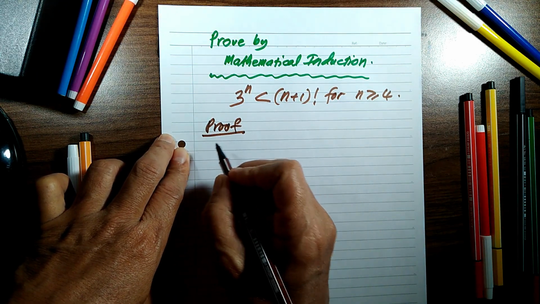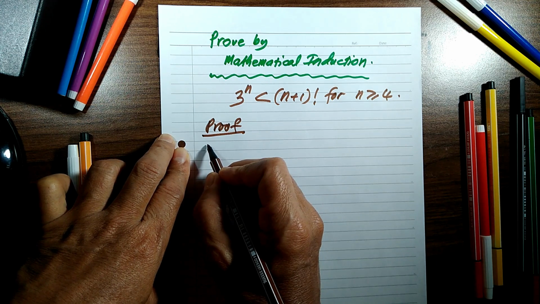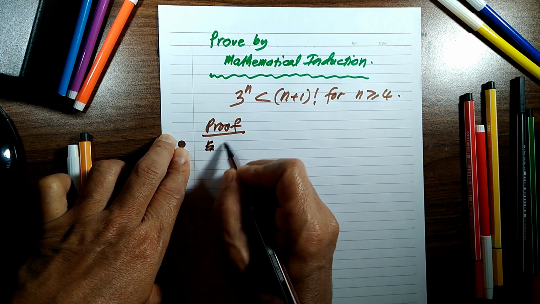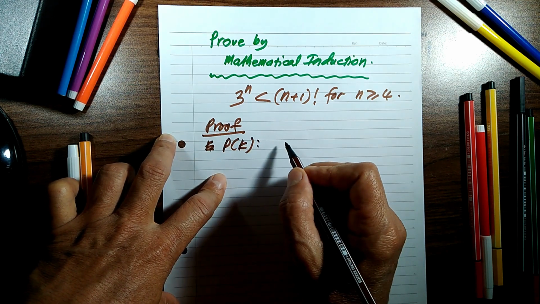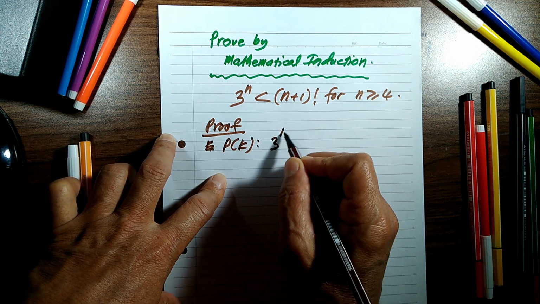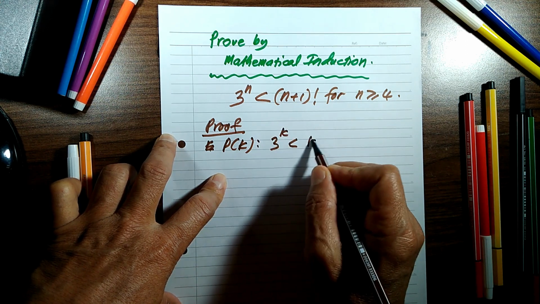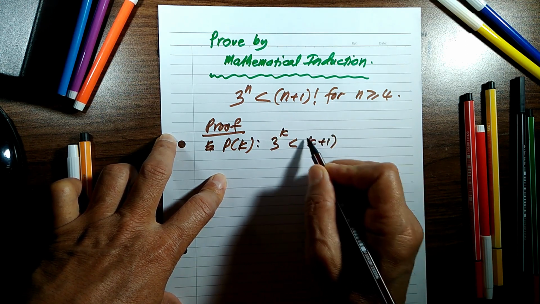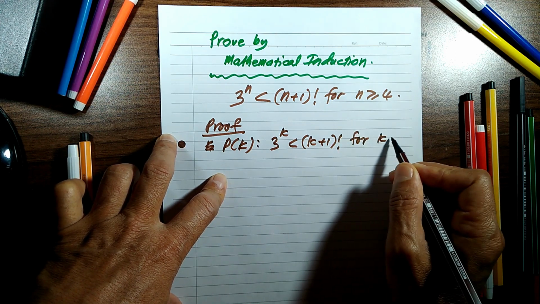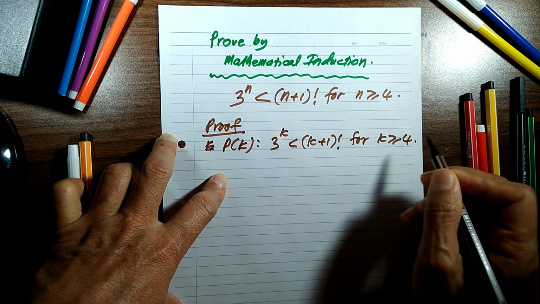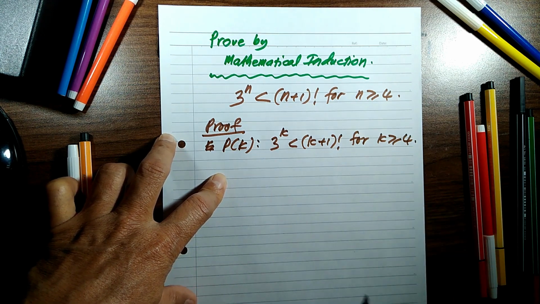But before we do that, let's say that our P(k) is a statement, representing this statement, that is 3 to the power k less than (k plus 1) factorial for k greater than or equal to 4. This is our P(k).